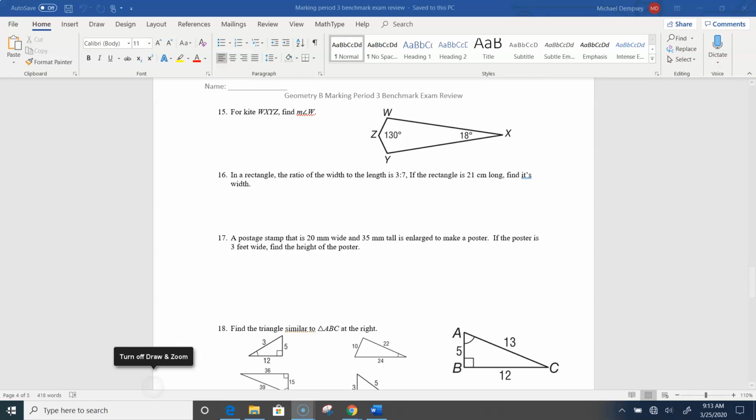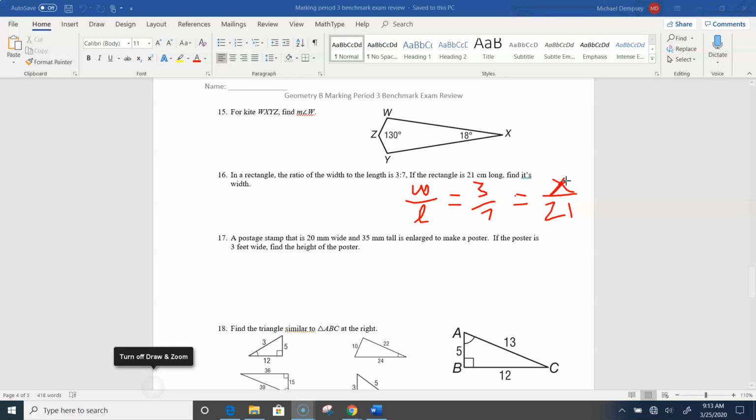Okay, so we have a rectangle now where they tell us the width to the length is 3 to 7. So that's W to L is 3 to 7. Then they tell us if the rectangle is 21 centimeters long, find its width. So 21 has to live down here where the length is. So if I can cross multiply and say 7x, we can call that x if we want.